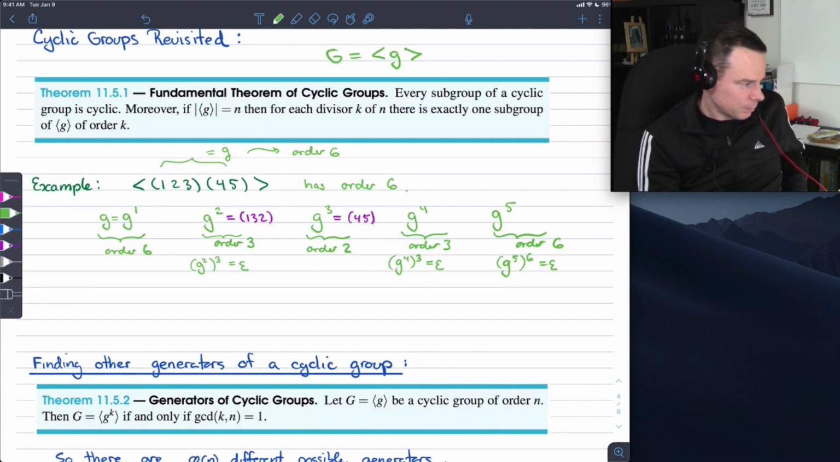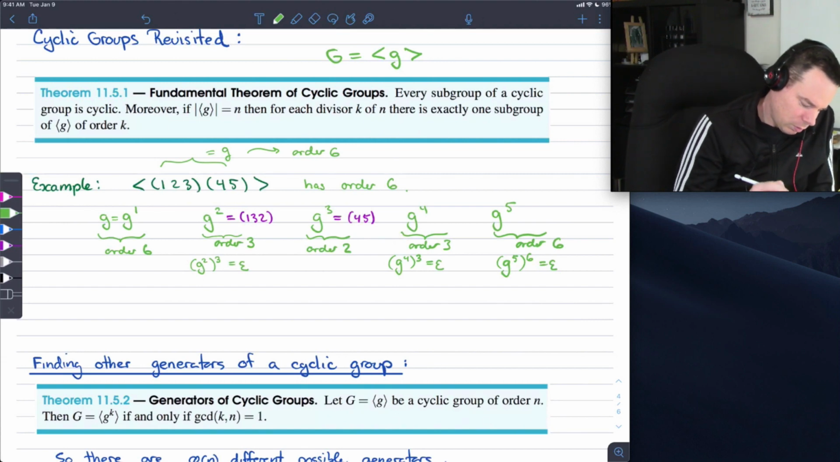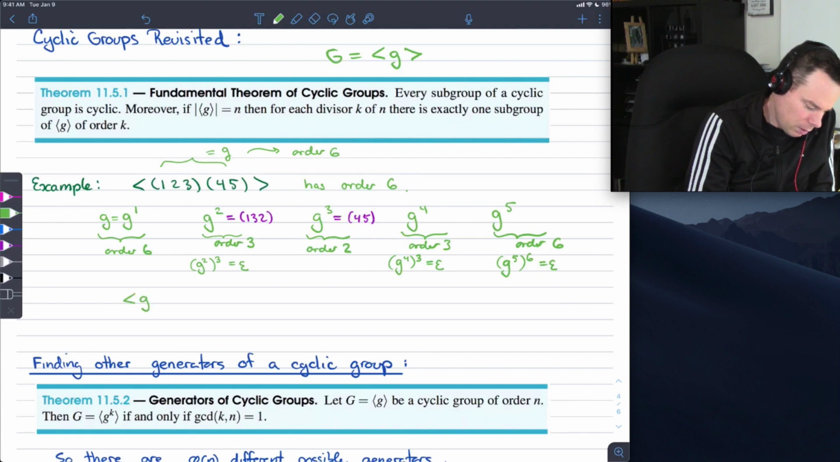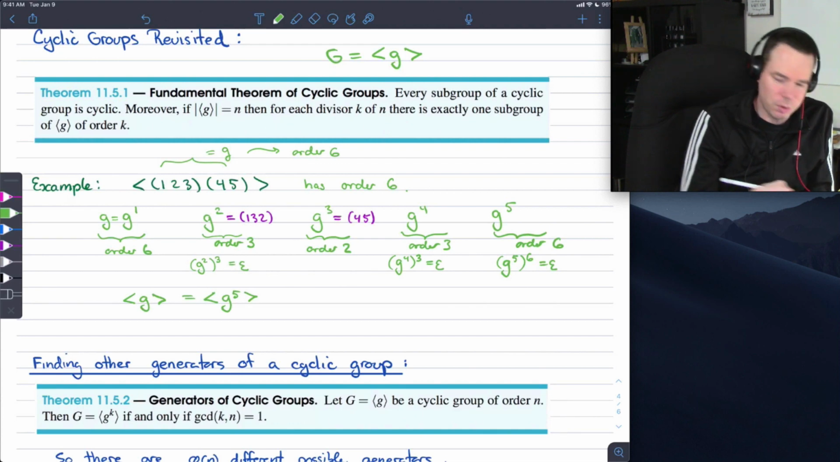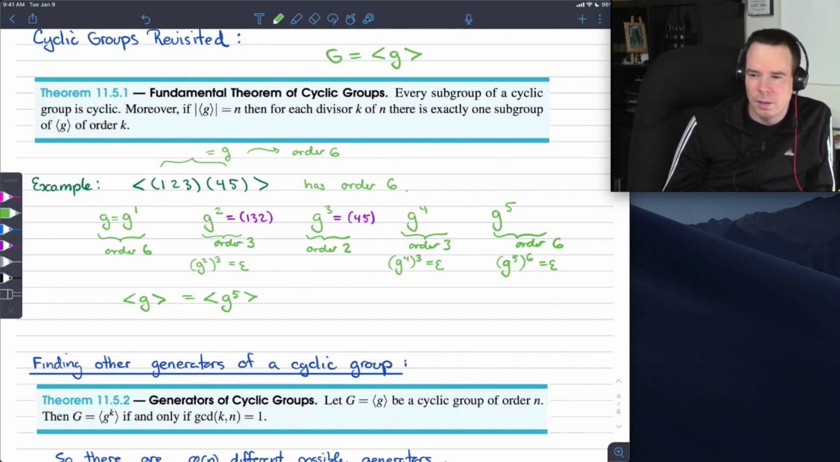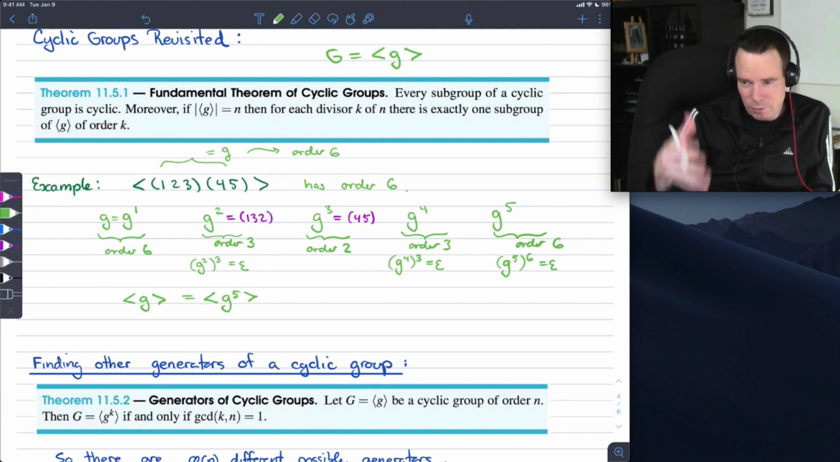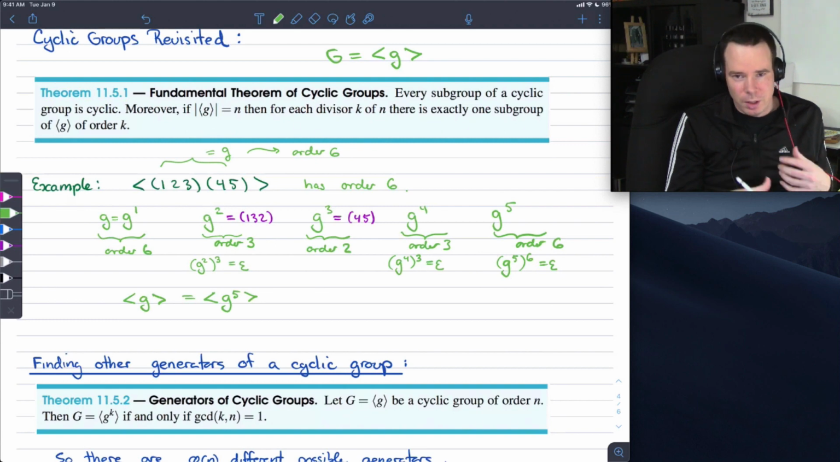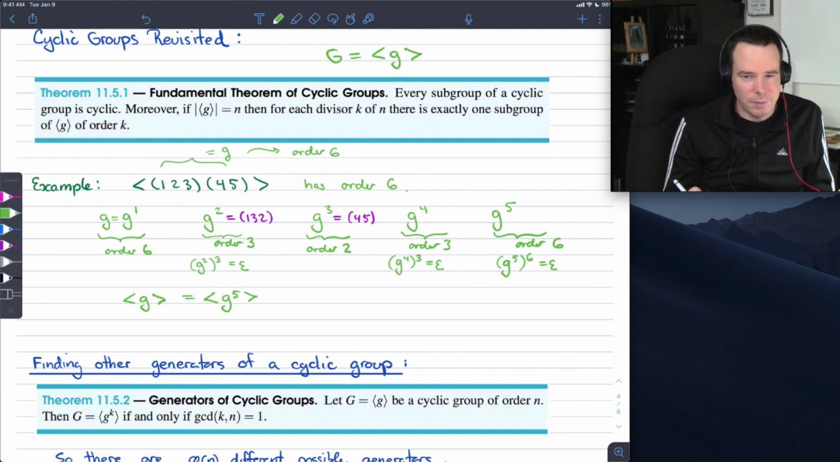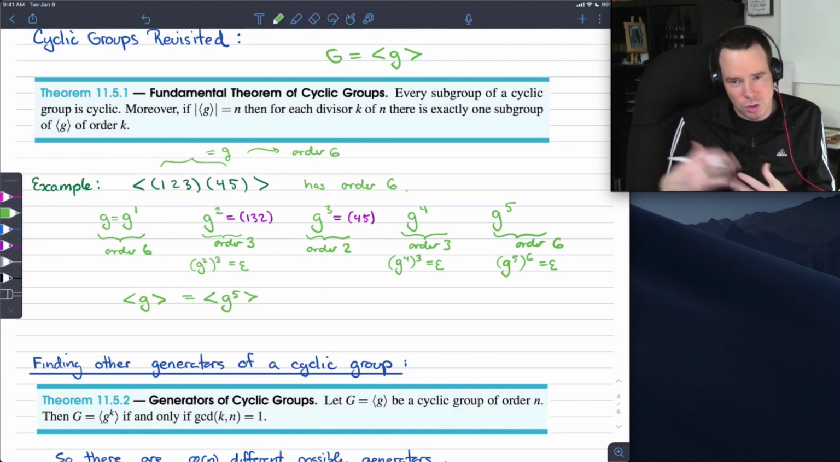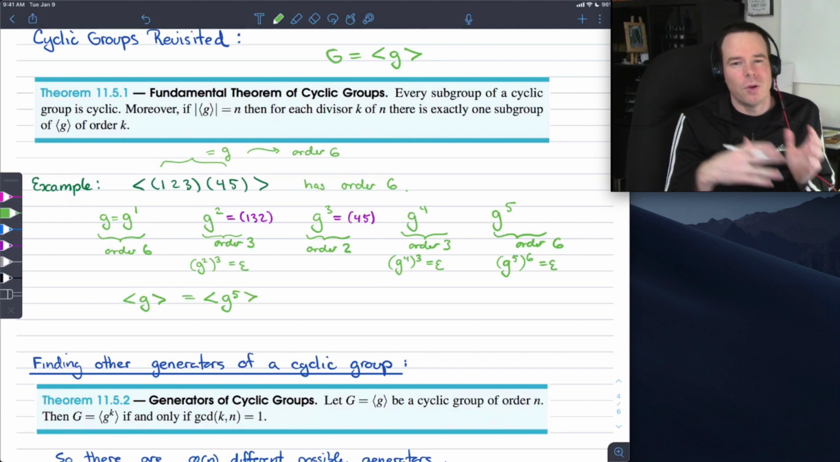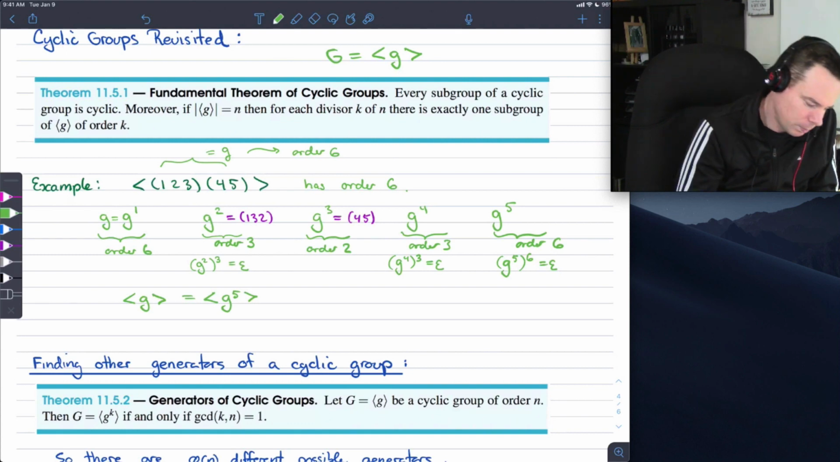And that tells me something interesting. Well, sort of noted in the next result, but I'll just summarize what we found here, is that this group generated by g, well, g to the 5 also has order 6. So that group is also generated by g to the 5. So every permutation in this group, every power of g, could be written as g or g squared or g cubed, or it can be written as g to the 5 or g to the 5 squared or g to the 5 cubed. So we can either use g or g to the 5 to generate the elements of this group.